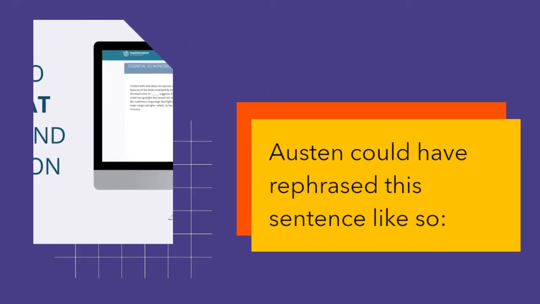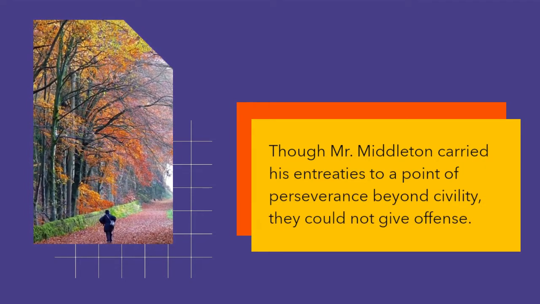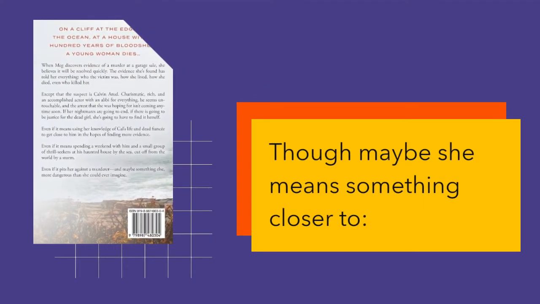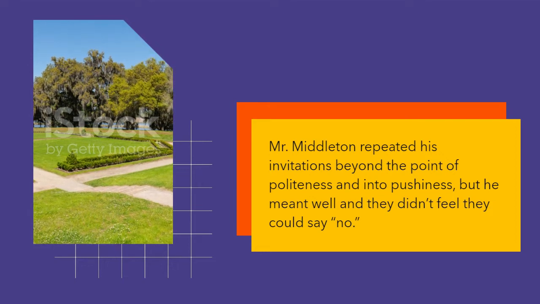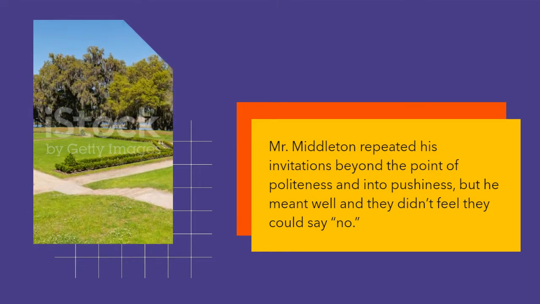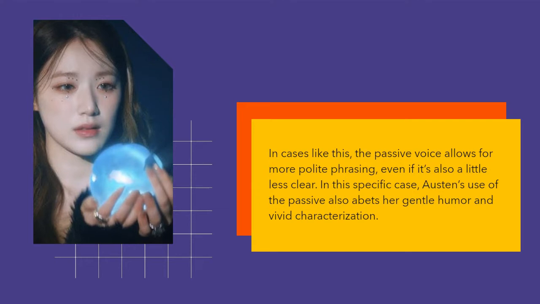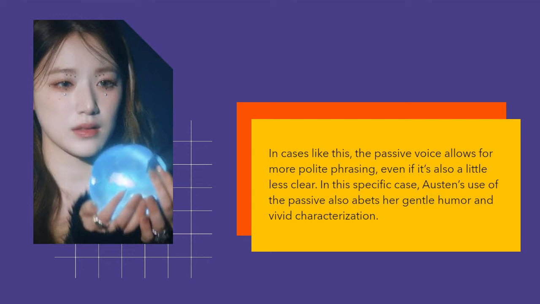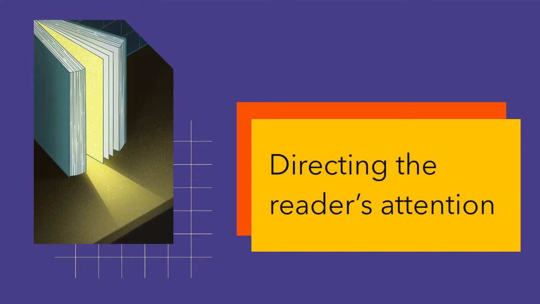Austen could have rephrased this sentence like so: though Mr. Middleton carried his entreaties to a point of perseverance beyond civility, they could not give offense. Though maybe she means something closer to: Mr. Middleton repeated his invitations beyond the point of politeness and into pushiness, but he meant well and they didn't feel they could say no. In cases like this, the passive voice allows for more polite phrasing, even if it's also a little less clear. In this specific case, Austen's use of the passive also abets her gentle humor and vivid characterization.